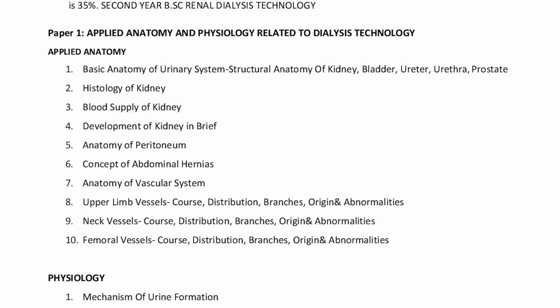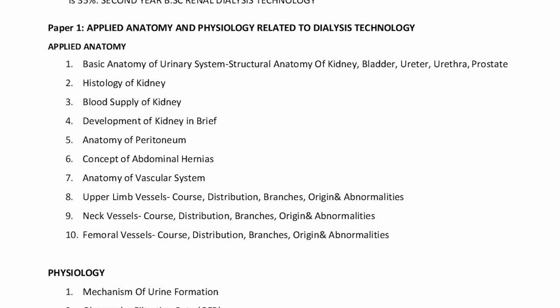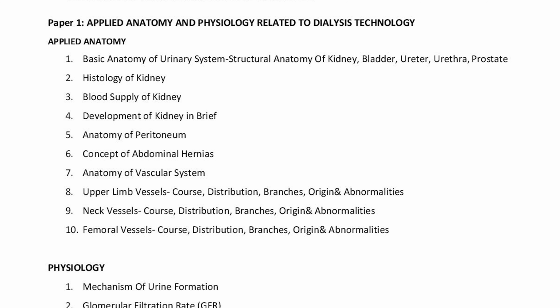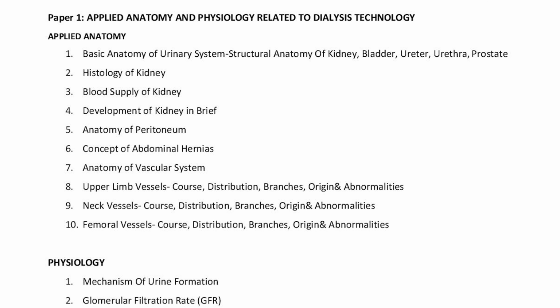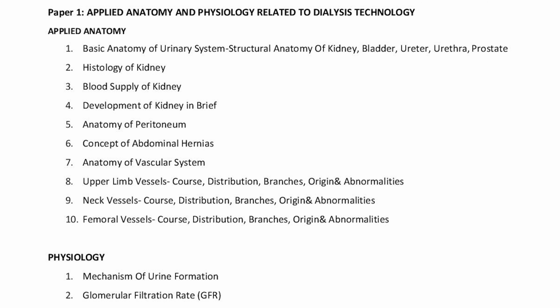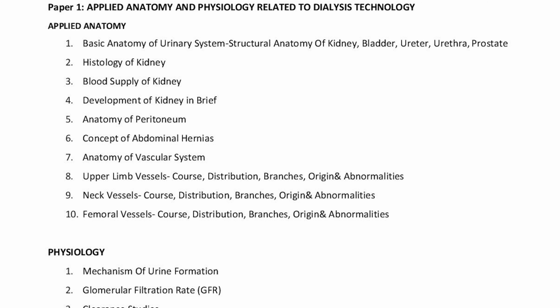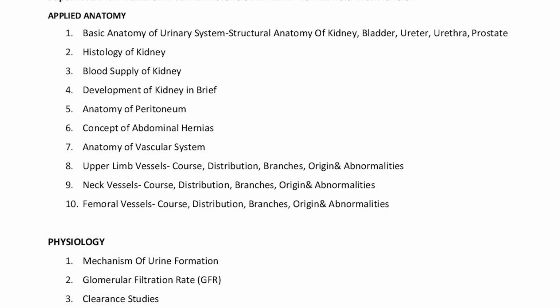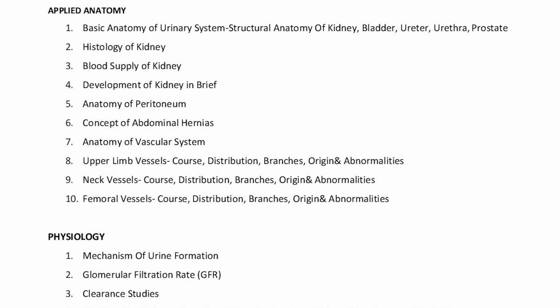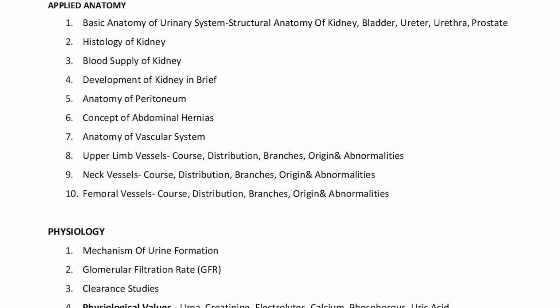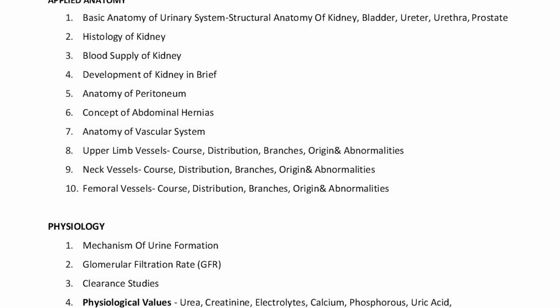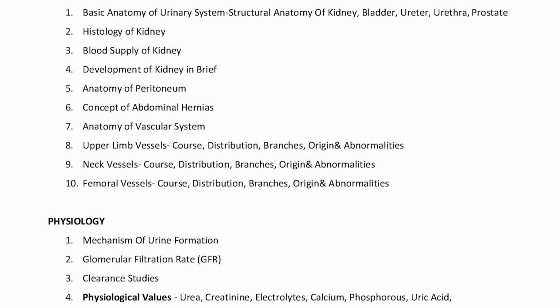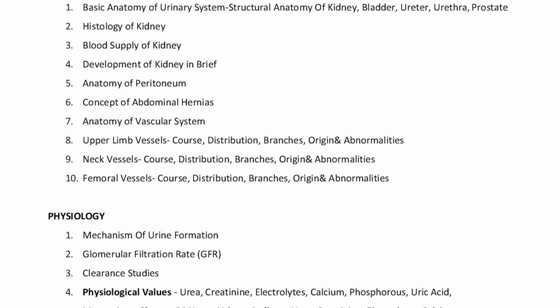Let's look at the topics of applied anatomy. 1. Basic anatomy of urinary system, structural anatomy of kidney, bladder, ureter, urethra, prostate. 2. Histology of kidney. 3. Blood supply of kidney. 4. Development of kidney in brief. 5. Anatomy of peritoneum. 6. Concept of abdominal hernia.